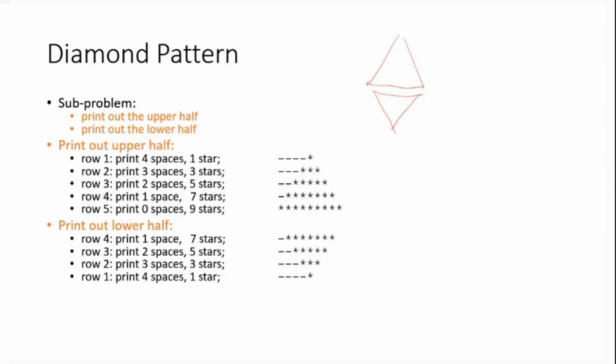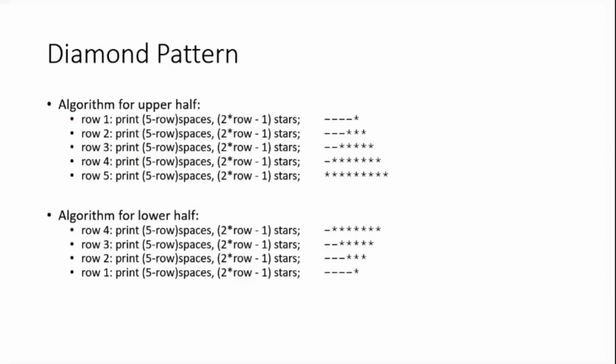Then let's see how this can be implemented. The algorithm for the first half, or the upper half, will be like this: print 5 minus row spaces, where row is the row number. In this case, row is 1. So 5 minus 1 is 4 spaces, and 2 into row minus 1, that is 2 into 1 minus 1, is 1 star. So that is 4 spaces and 1 star.